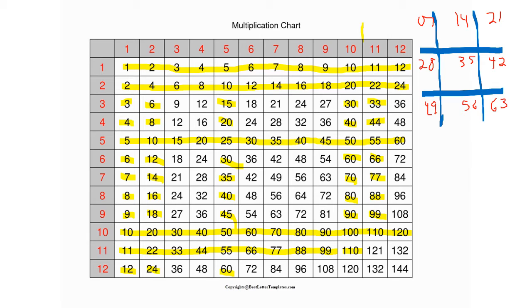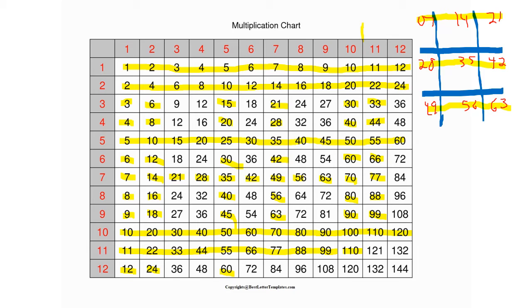If we look at that, we know our 7s: 7, 14, 21, 28, 35, 42, 49, 56, 63. That takes care of these right here. Which means we also know this column here: 7, 14, 21, 28, 42, 56, 63, 70, and 77.